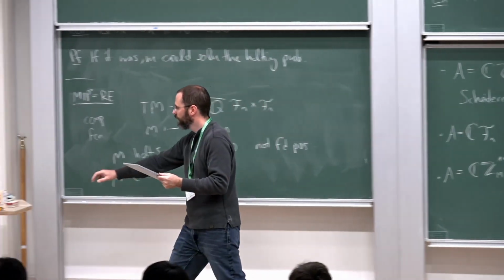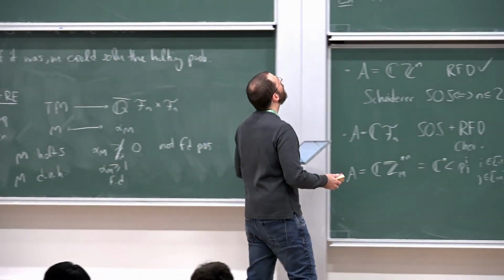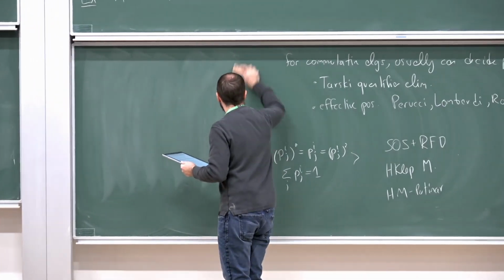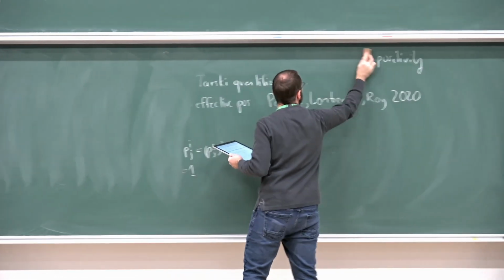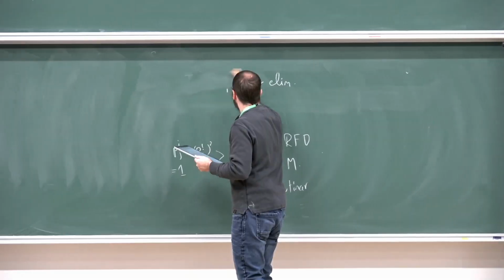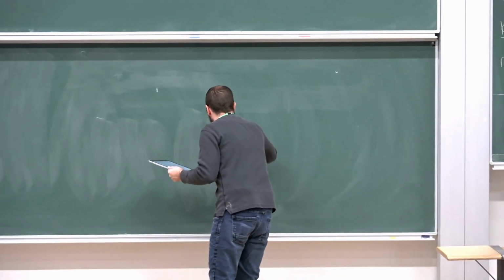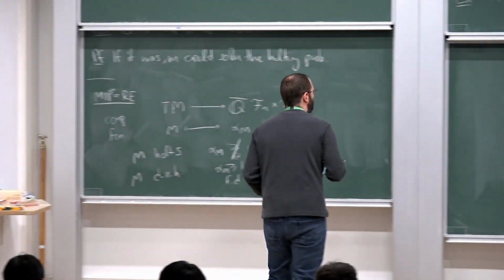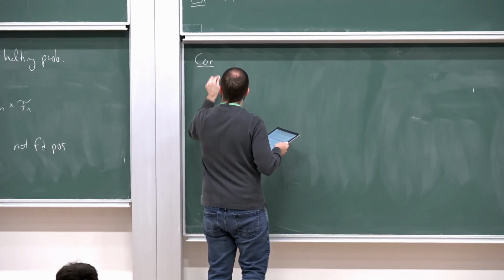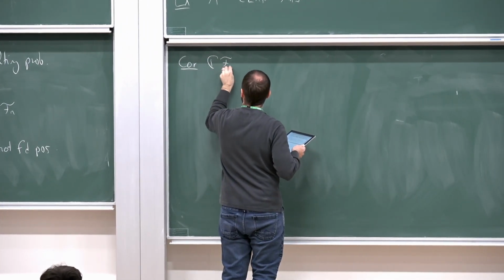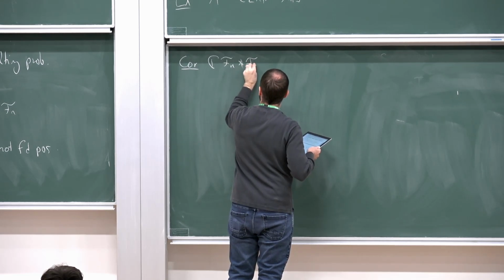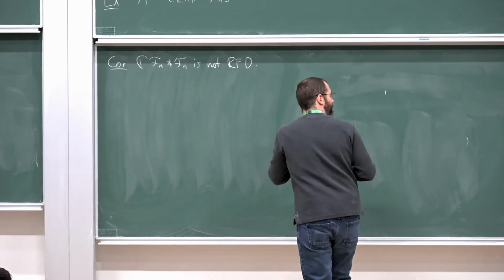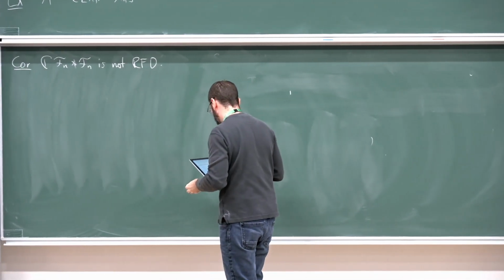So this has a corollary. That this algebra with the product is not RFD, as I said there. So why is that?